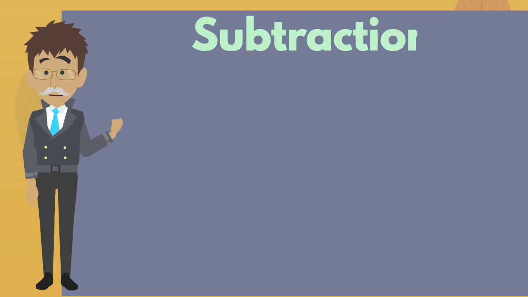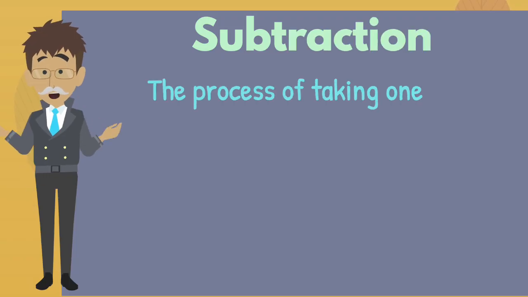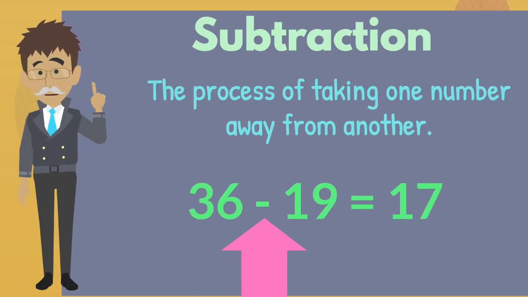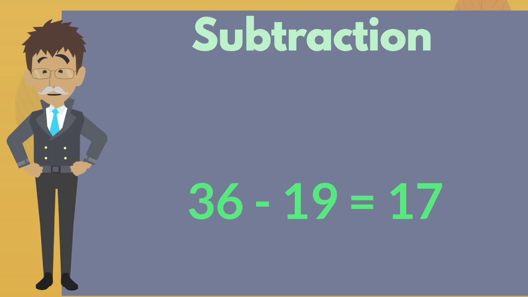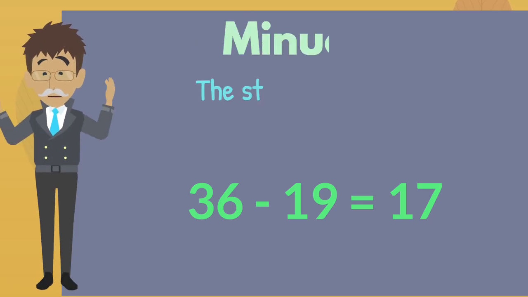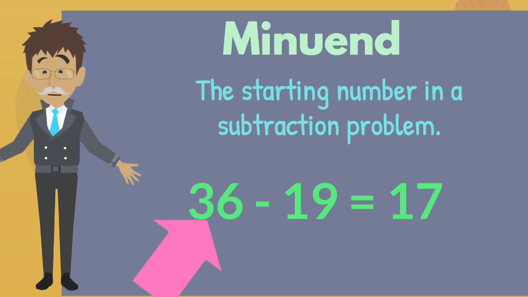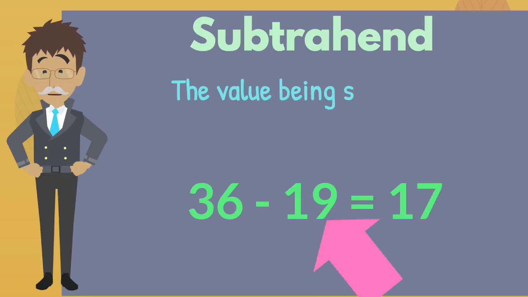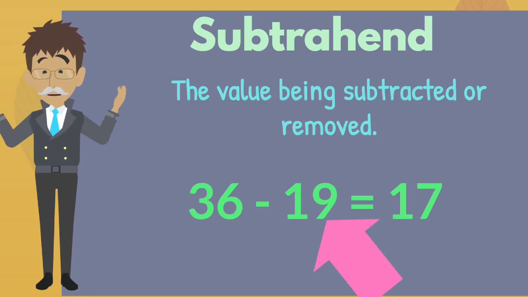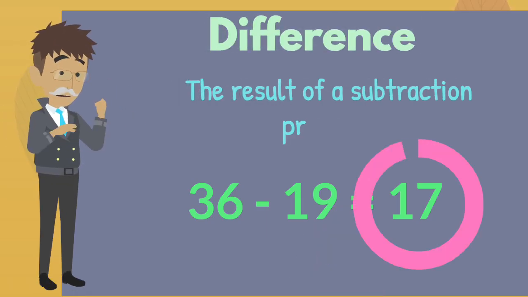Next, we learn about subtraction, the process of taking one number away from another. Every subtraction problem has three parts. The starting number is called the Minuend. The value being subtracted or removed is called the Subtrahend. The result is called the difference.